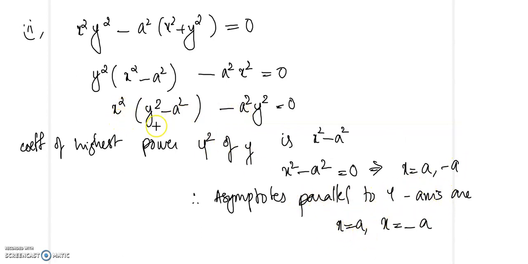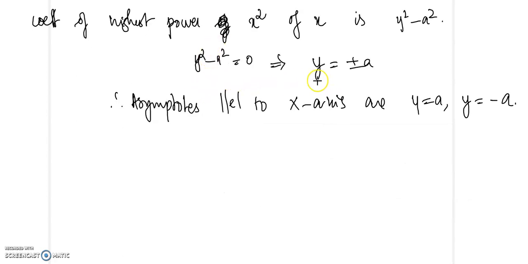Then upon arranging in the decreasing powers of x, the coefficient of the highest power of x, which is x square, is y square minus a square. Upon solving, we will get y equal to a and y equal to minus a. Those are the two asymptotes which are parallel to the x-axis. So this is how we find the asymptotes parallel to the x-axis.